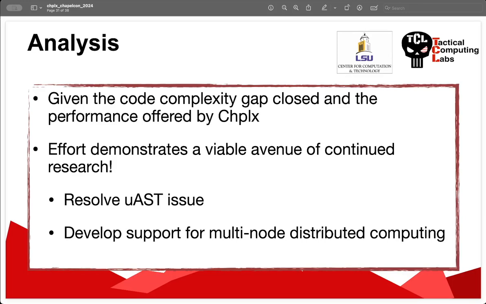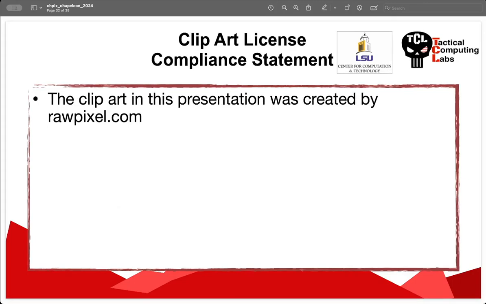We need to really resolve that micro AST issue and get our scoping story straight. And we also need to maybe start taking a look at developing support for multi-node distributed computing.